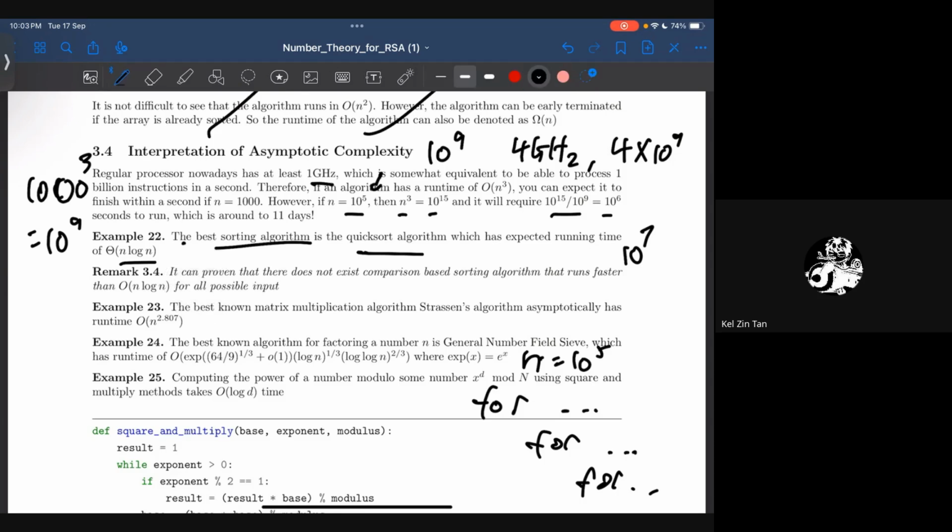And then the best known matrix multiplication algorithm is Strassen's algorithm. It requires n to the power of 2.807 and so on. So it's a very complicated algorithm, but the best known approximately is this. So if your matrix is of dimension 10 to the power of 5, and you try to multiply these two matrices together, don't expect it to finish within 1 day. It will finish in 11 days.